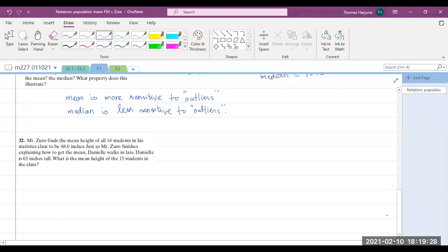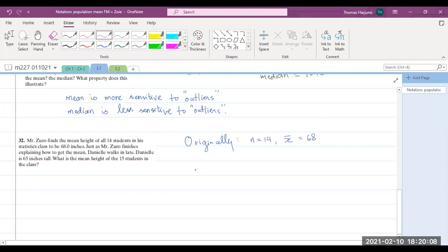The last question from this section. Mitsuzuro finds the mean height of all 14 students in his statistics class to be 68.0 inches. Just as Mr. Zuro finishes explaining how to get the mean, Danielle walks in late. Danielle is 65 inches tall. Now, what is the mean height of the 15 students in class? So originally, n equals 14 and the mean is 68.